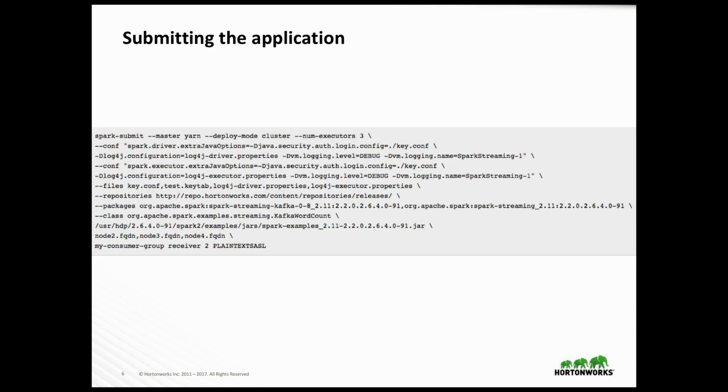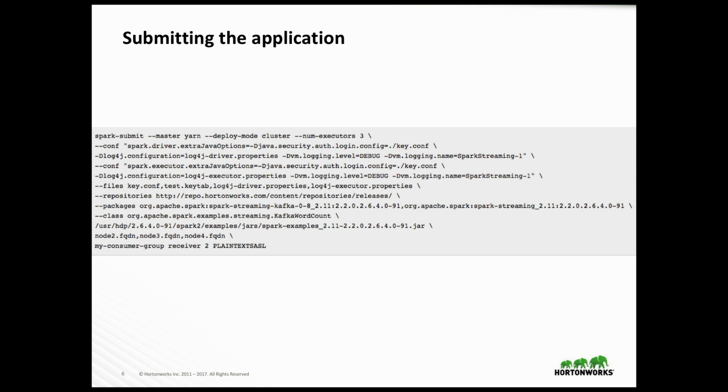This is something more close to a real life example. Actually, this is the Kafka word count example. As you can see here, we're submitting a Spark job on Yarn using the deploy mode as cluster with 3 executors. Then we are specifying the key.conf file, which is the JAS file that we have to provide to Spark so it can be able to communicate with Kafka.